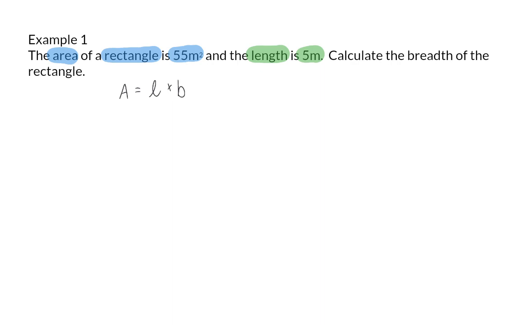Now we can substitute the information that was given. We were given the area as well as the length of this rectangle. So we can substitute in that the area is 55 meters squared, and this will be equal to 5 times the breadth. Now we can solve b. To get b on its own, we need to get rid of the times 5 by dividing both sides by 5. So on the left we will have 55 divided by 5, which means that b is equal to 11 meters.